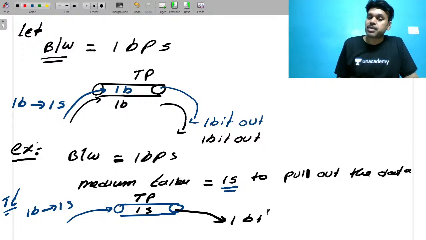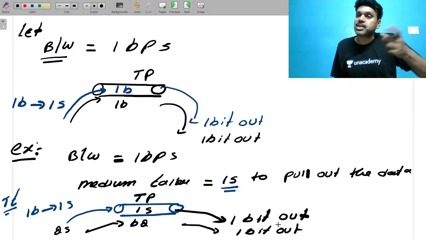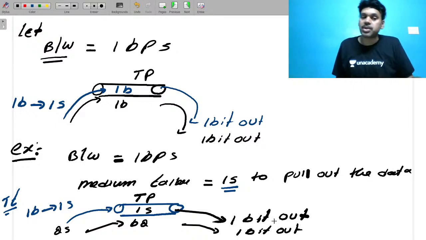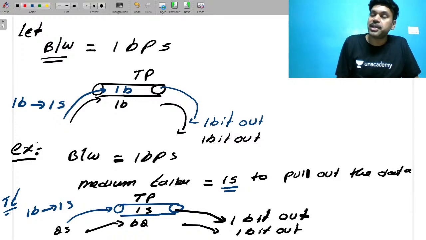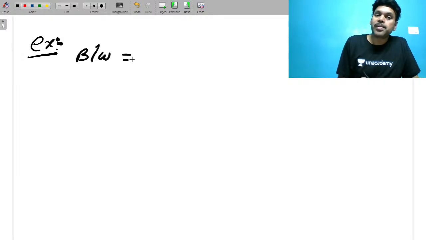So soon after the first bit is out, then immediately the sender is sending one more bit, bit 2, and bit 2 also takes 1 second to come out because your propagation time is very small. As soon as the sender places the data, I am able to put it out. Now let us integrate in a different way. I am saying my bandwidth is equal to 1 bit per second, but this time distance is increased.